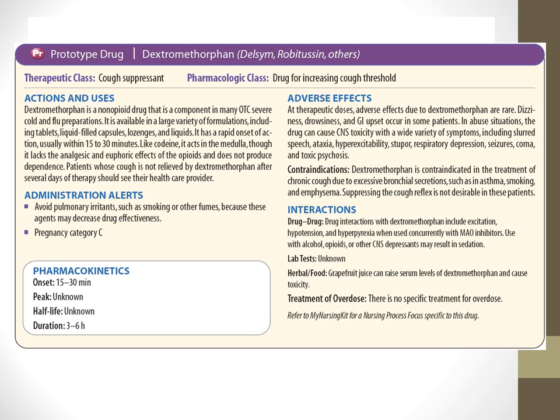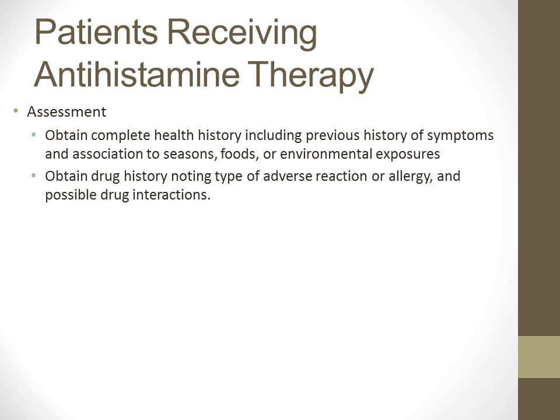Dextromethorphan is the prototype drug. It can cause some upset, and if too much is taken, can have some really more pronounced side effects such as seizures and slurred speech and that kind of thing. This is another drug which can be abused in an over-the-counter fashion, so something to caution parents and kids about, as far as they can take too much.